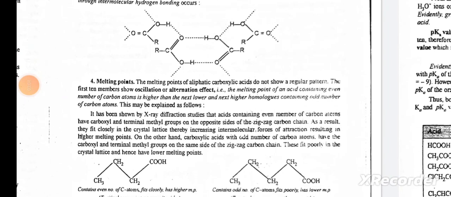Melting points. The melting points of aliphatic carboxylic acids do not show a regular pattern. The first 10 members show an oscillation or alternation effect. The melting point of an acid containing an even number of carbon atoms is higher than the next lower and next higher homologues containing an odd number of carbon atoms. This may be explained as follows.